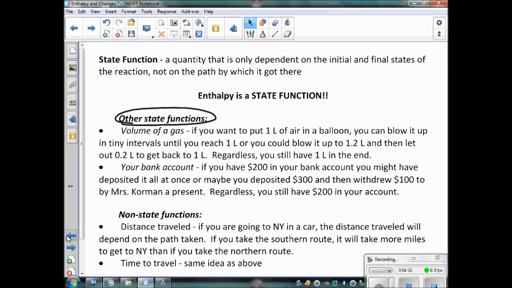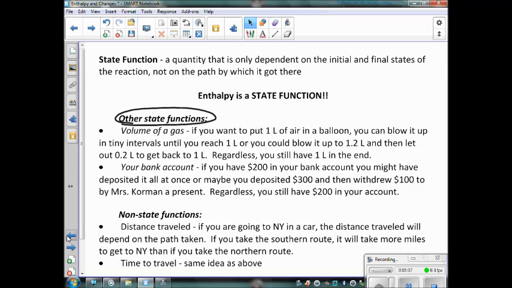A bank account would be another example. Maybe you get an allowance every week and you put small deposits every single week into an account, and over the course of time you end up with $200 in the account. Okay, that's $200 in your bank account. A different example: maybe you got a check for $300 for your birthday and you spent $100 of it and then put the other $200 in your bank account. Regardless of what happened with the money, how you got it, you still ended up with $200 in your bank account. Those are state functions.